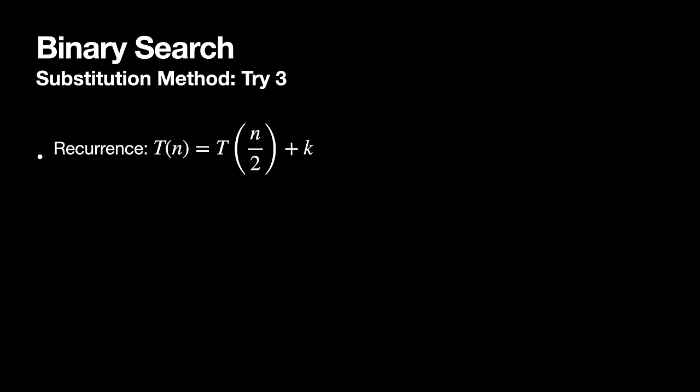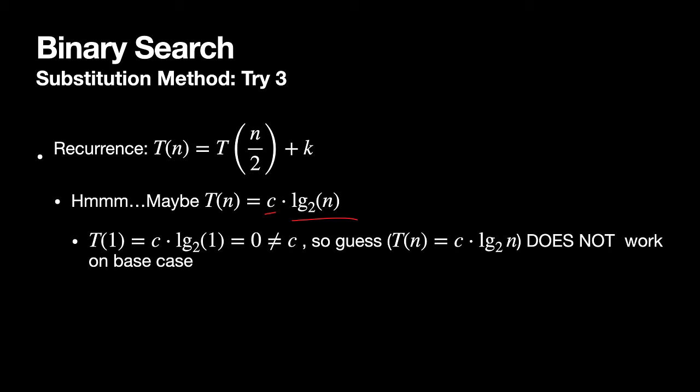So this time, let's consider log n. Let's assume that our general solution is some constant times log of n. Again, we still have to demonstrate that our base case is true. So t of 1 would be c times log base 2 of 1. The log base 2 of 1 would be 0, so 0 times c would be 0. Oh gosh, so that fails with our goal for our base case of t of 1 being equal to c.